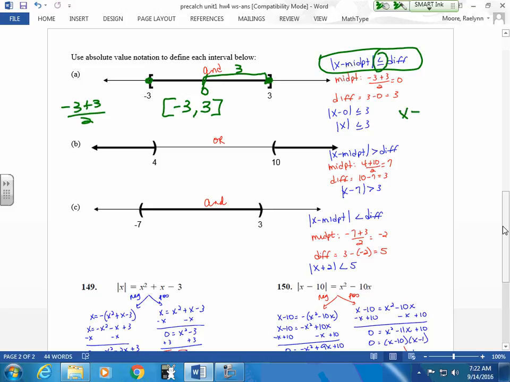So your x minus your midpoint, it's an and statement because it's included, and it's a hard bracket, and the difference goes right here. The difference is always positive. The difference is positive because it's like a distance. It's like the absolute value of that number. And then just clean this up a little bit.